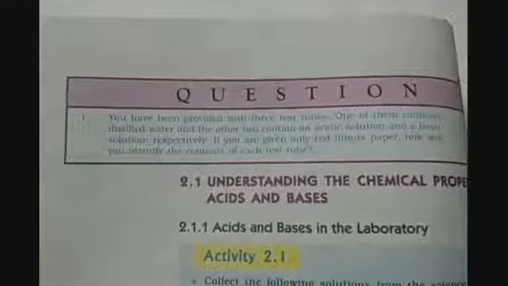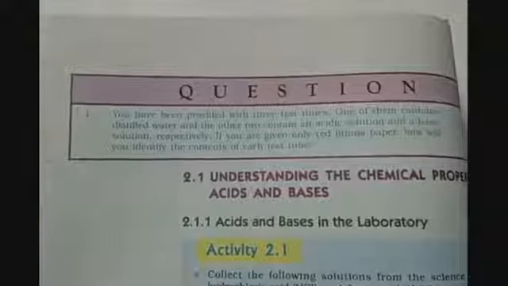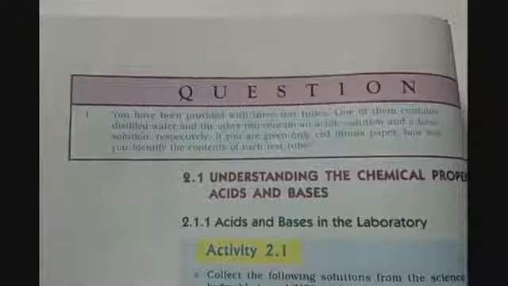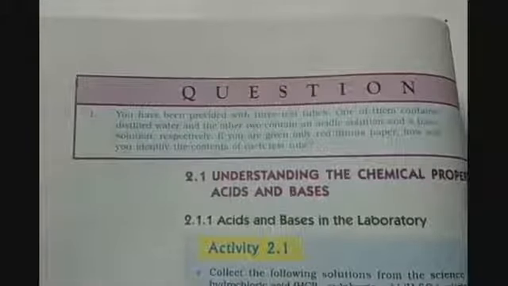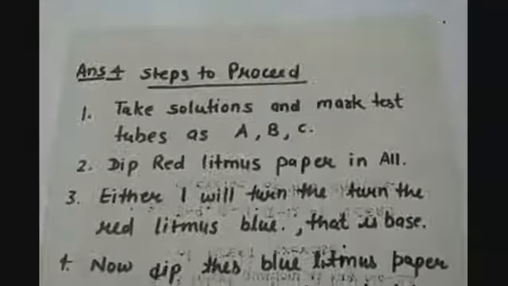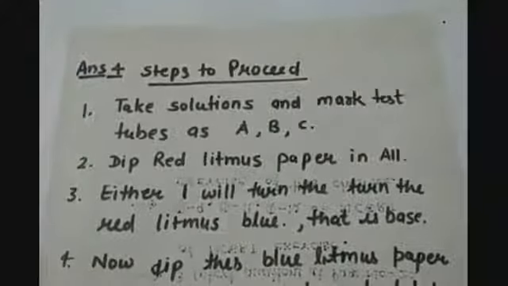The fourth question of lecture number 1 was the NCERT in-text question on page number 18. You have been provided 3 sets of test tubes. One of them contains distilled water, and the other 2 contain an acidic solution and a basic solution respectively. If you are given only red litmus paper, how will you identify the contents of each test tube? So we have 3 test tubes. Now let us see how to proceed to identify the solutions in each test tube.